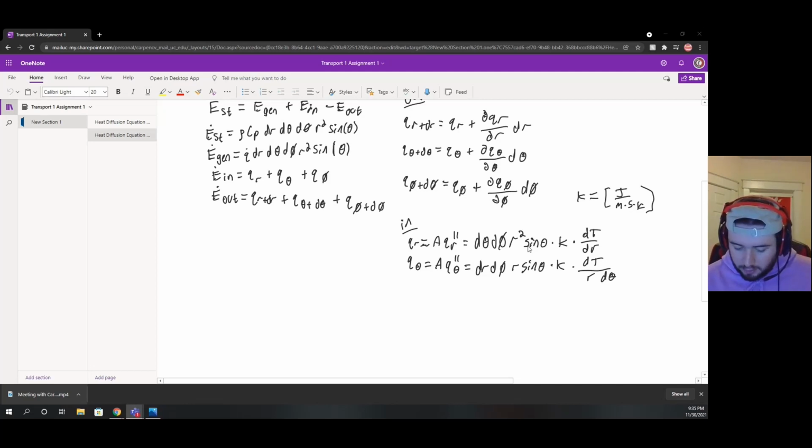And then for Q_phi, our heat flow in the phi direction is going to be area times heat flux in the phi direction equals the area of the plane in which the heat flows in the phi direction, which is going to be dr d phi times r.